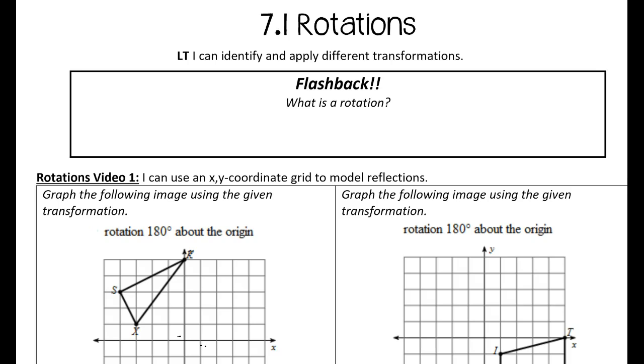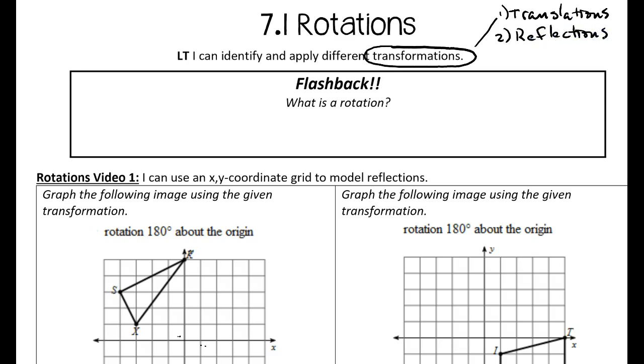So we've already talked about two other types of transformations. This is our general term, transformations. We've talked about translations. If you recall, that's just sliding it to a new position. And we've talked about reflections. So this is like finding a mirror image, and today in this video we're talking about rotation. So these are three different types of transformations. Okay, these are all transformations.